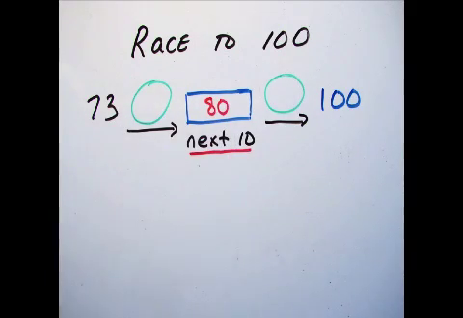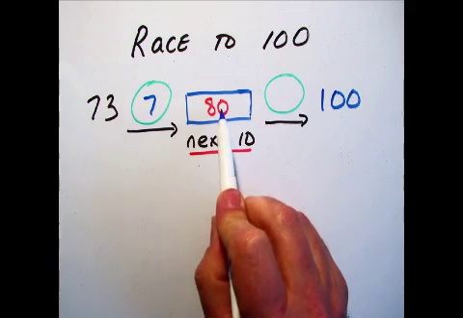But now what that does is it leaves me with a question. How far was it from my 73 to 80? And easy enough, from 73 to 80 was just going a distance of 7. Oh, well, I went 7 to get from 73 to 80.